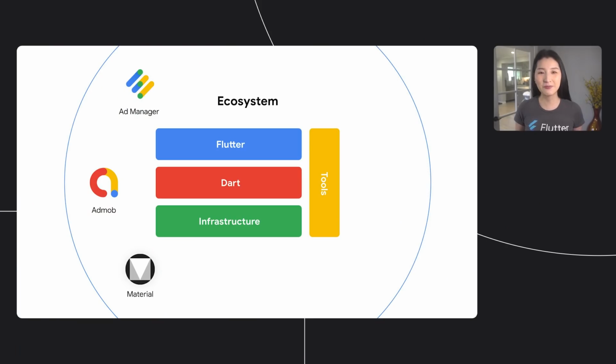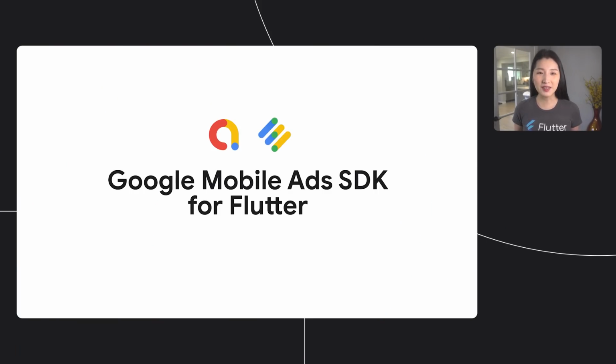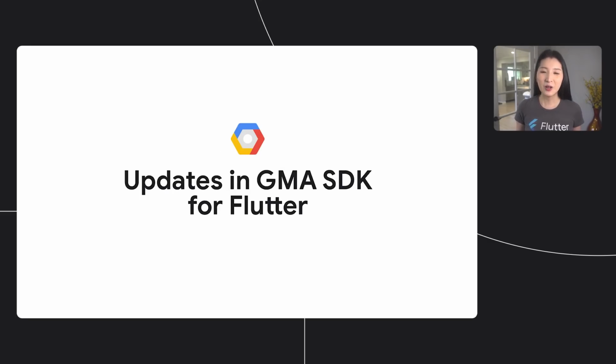Next, we know it's important for you to be able to monetize your apps, and we are bringing you a few updates today to let you do that in different ways. Let's start with ads. As you know, Google Mobile Ads SDK for Flutter is already available in open beta. Thousands of Flutter developers have already started monetizing their apps with the GMA SDK. We're delighted to share a few updates.